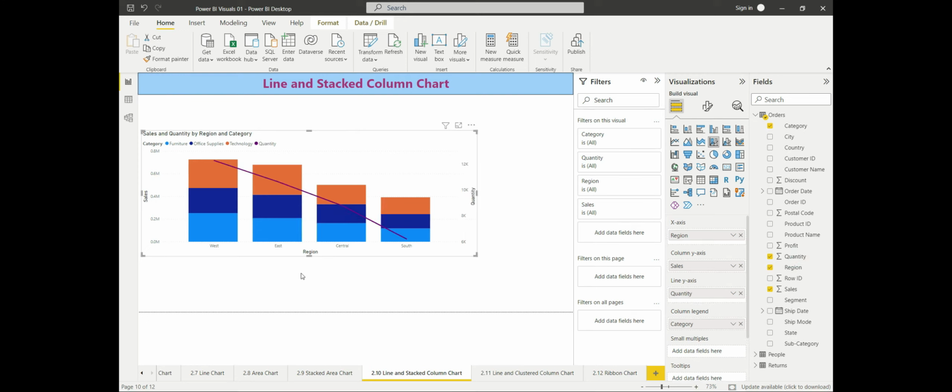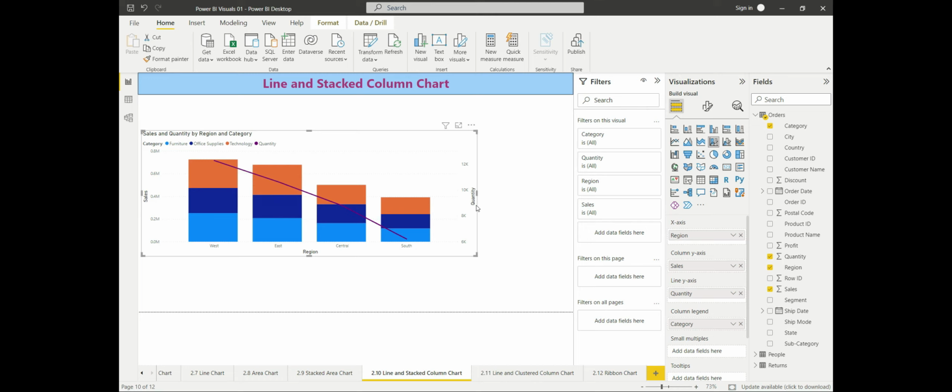We can see here on the x-axis the region names: west, east, central, south. On the left side of the y-axis, we can see sales in the millions, like 0, 0.2, 0.4, 0.6, 0.8, and each column is divided into three different categories: furniture, office supply, and technology. And a dark blue line is passing from the west to the south in a decreasing trend. It means sales in the west are the highest and sales in the south are the lowest here.